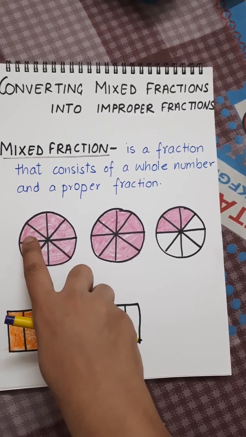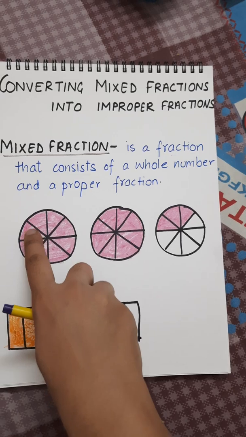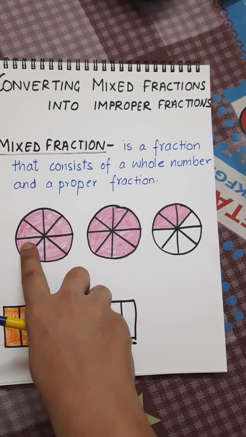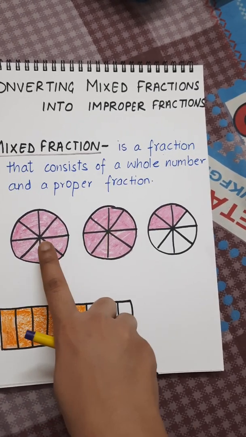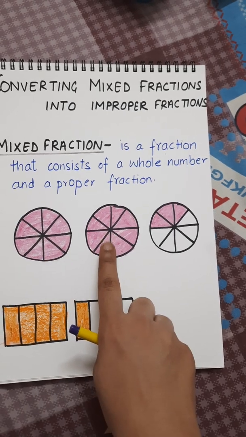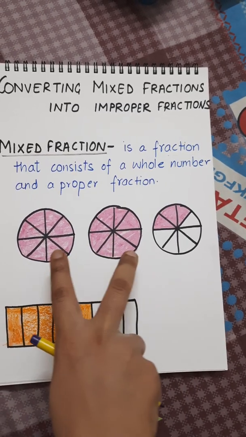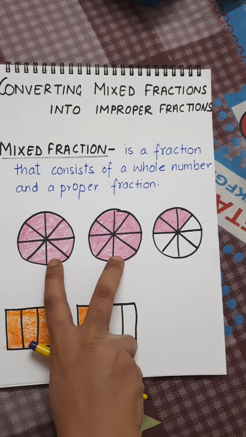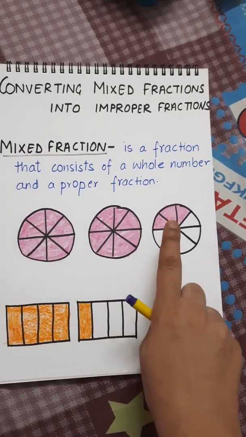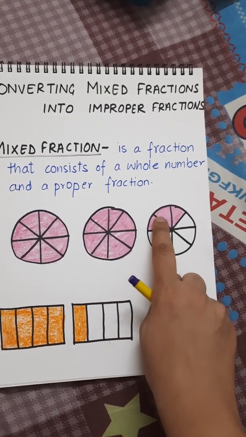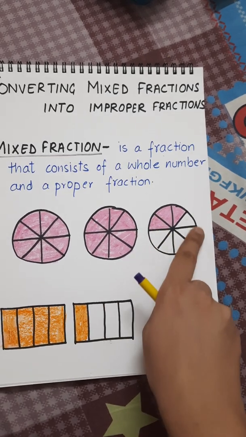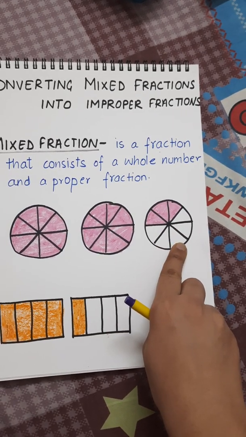How many total parts are there of this particular circle? There are 8 total parts. So here I have selected this one whole part and this one whole part. So basically I have selected 2 whole parts, right? And for the third one I have selected only 3 out of 8 parts.